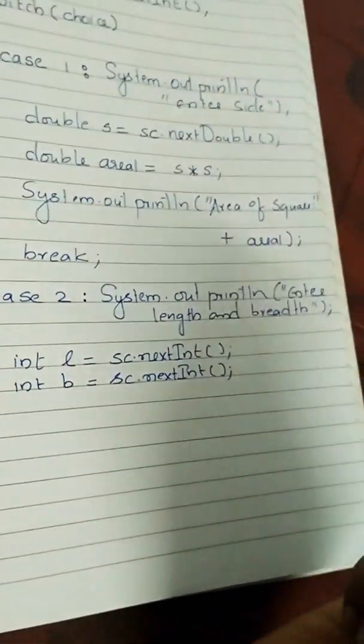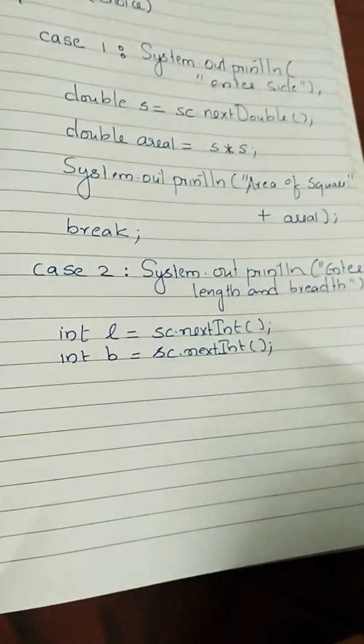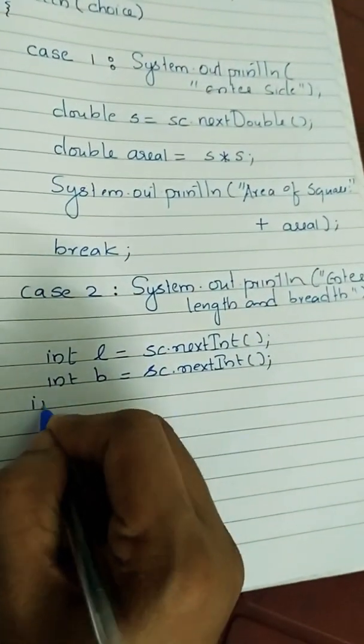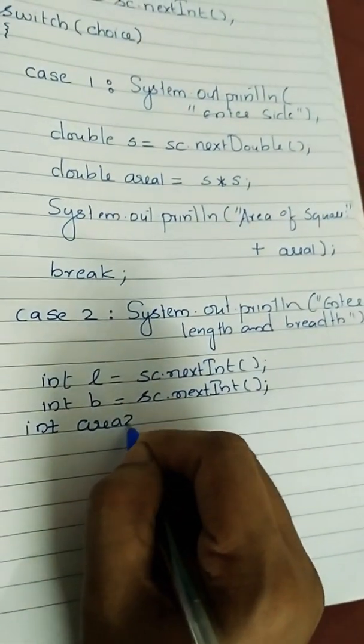Always remember that, put a semicolon to end the statement. So we get the value. Now what is the next step? We have to calculate. As both are integers, I am taking my result value also as an integer. Int, I'm taking it as int area 2.